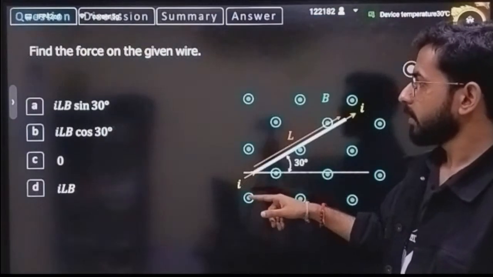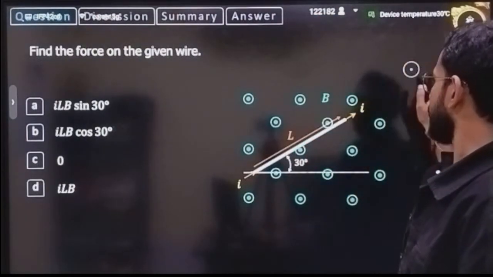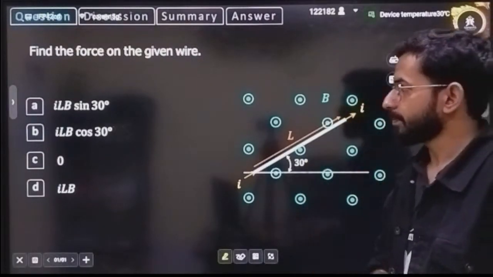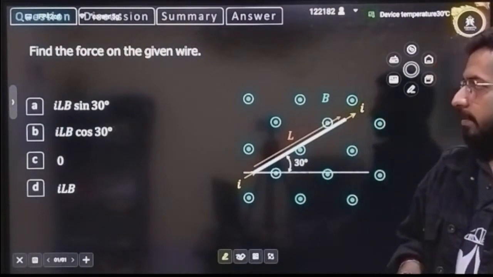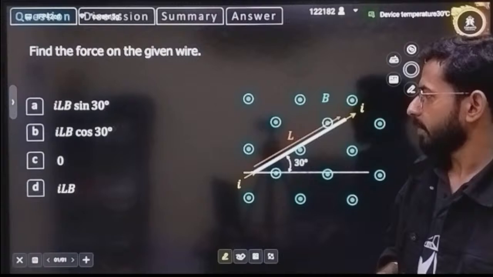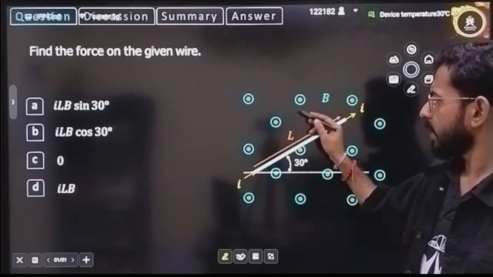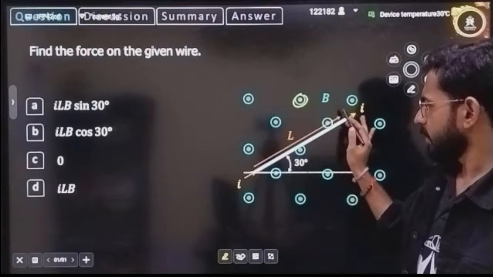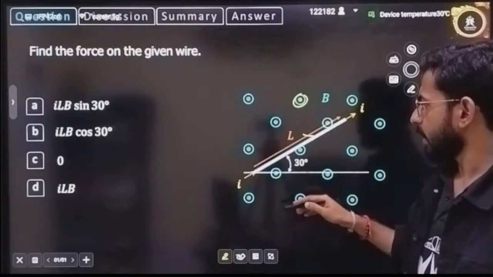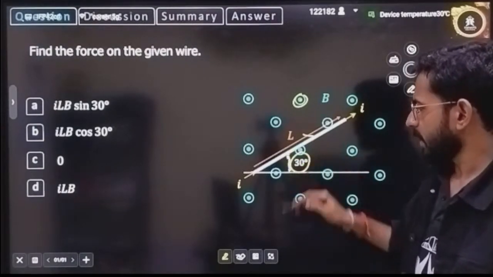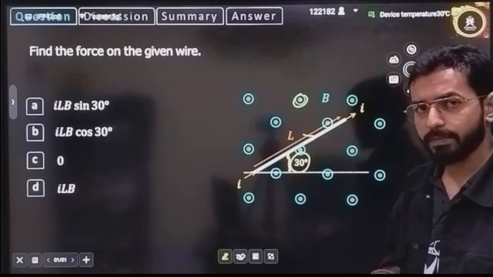Correct now? Tell me about this one. Good question. What will be the answer? Find the force on the given wire. The direction of the magnetic field is outside the plane. This is the length and this is the direction of the current. This angle is given as 30 degrees. What will be the answer?